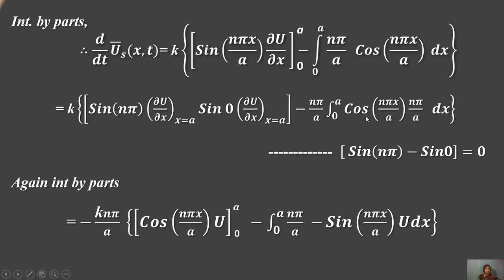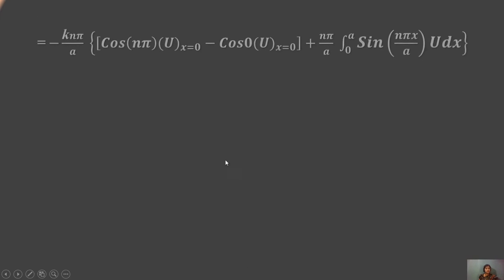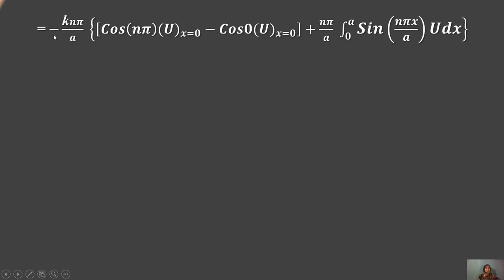First of all, the first integration will be integrated by parts, that is a cos n pi x upon a, this is the u value, integrated 0 to a, minus the integration 0 to a of n pi upon a, minus sin n pi x upon a times u dx. Put all these values and it generates the form: a minus k upon n pi upon a, cos n pi upon a, u at x equals 0, and minus cos 0, u at x equals a.